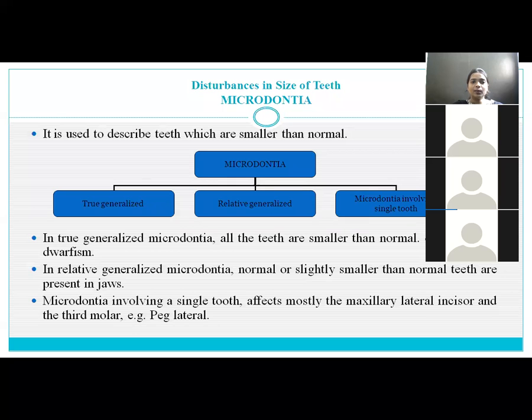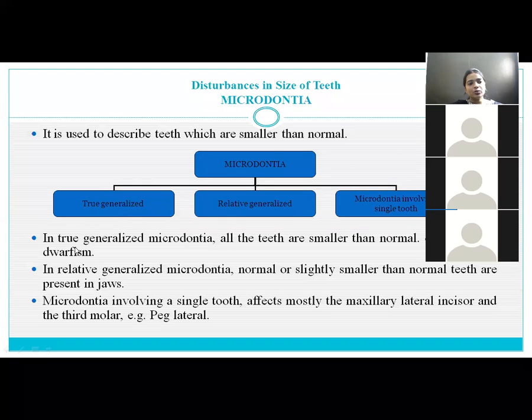First, we discuss about the microdontia. That is, it is a smaller teeth than the normal teeth. Then the classification of microdontia. First is true generalized, relative generalized, and microdontia involving single tooth. First, we discuss about the true generalized microdontia. True generalized microdontia means what? This is a true lesion, means real. True generalized means this anomaly is seen all over the teeth.